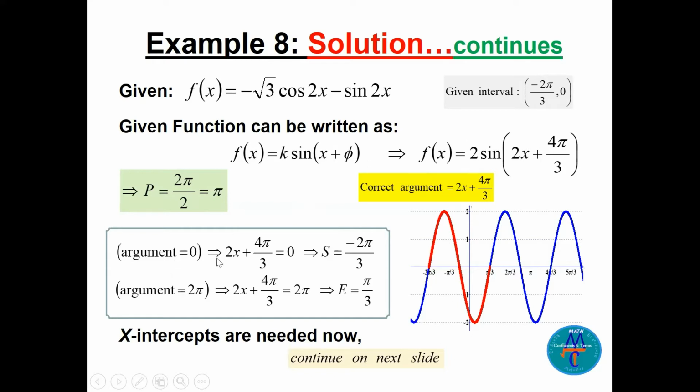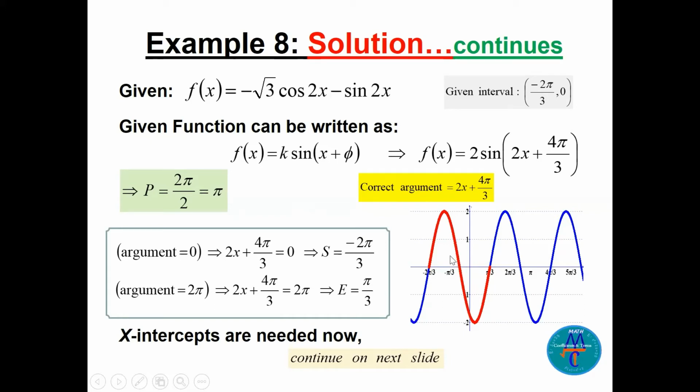So take the argument equal to 0. 2x plus 4 pi over 3 is equal to 0. So x will be minus 2 pi over 3. This is where the period starts. Now the argument equals 2 pi. x will be pi over 3. This is where the period ends. So we need now the x-intercepts.